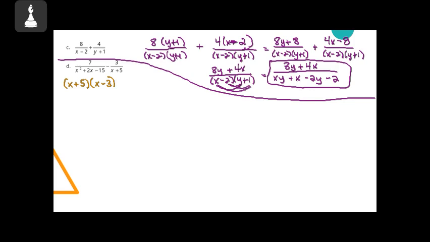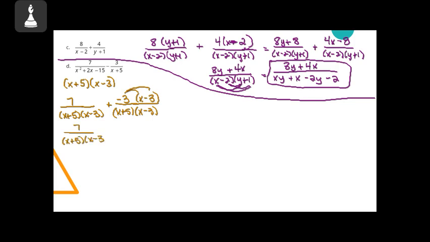I'm going to make this plus negative 3 over x plus 5, but we also need to get that x minus 3 here, so I'm going to put that on bottom and on top. Now I can distribute that out. So that makes negative 3x plus 9 over x plus 5, x minus 3. And now we're going to combine into a single fraction. So denominator is x plus 5, x minus 3.